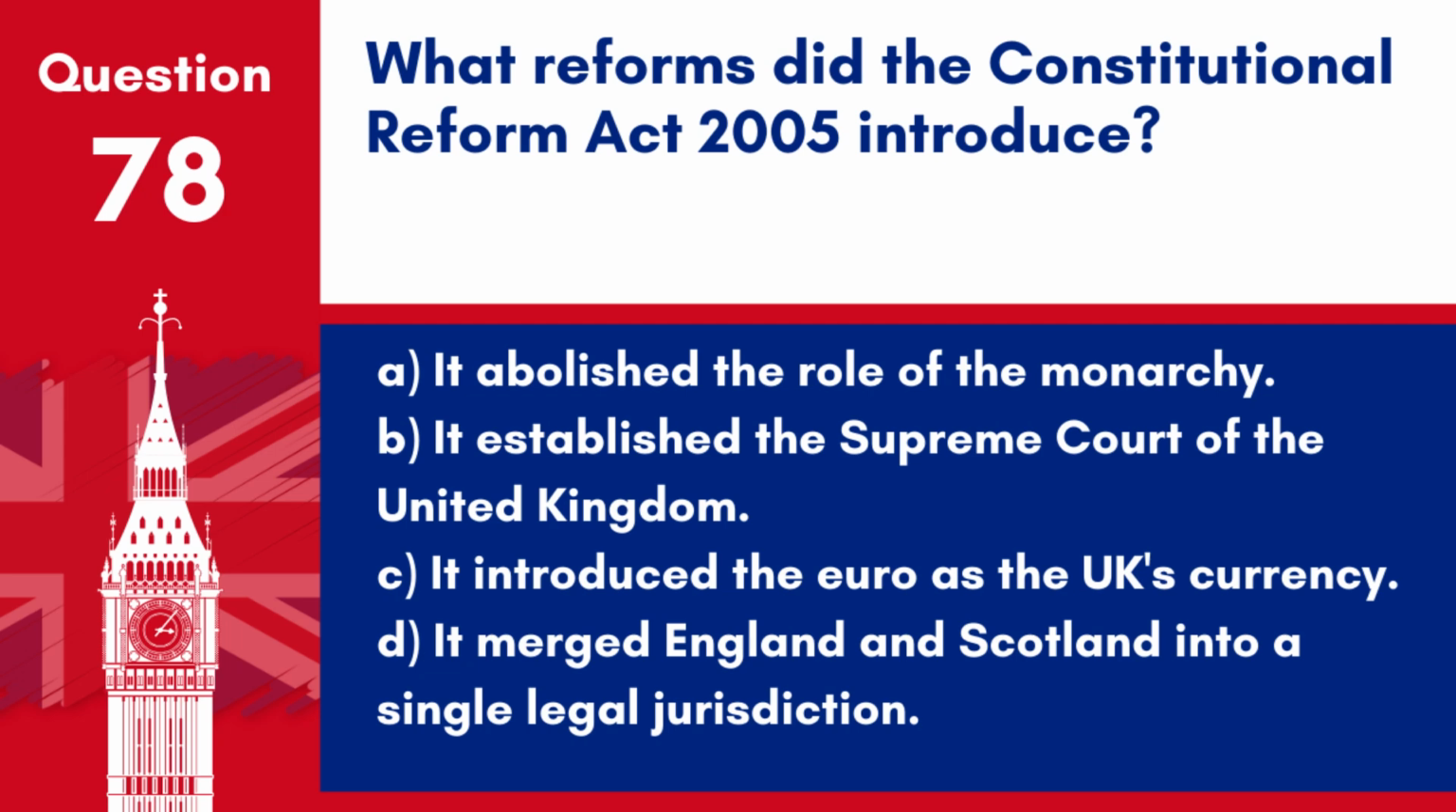Question 78. What reforms did the Constitutional Reform Act 2005 introduce? A. It abolished the role of the monarchy. B. It established the Supreme Court of the United Kingdom. C. It introduced the euro as the UK's currency. D. It merged England and Scotland into a single legal jurisdiction. Answer. B. It established the Supreme Court of the United Kingdom. The Constitutional Reform Act 2005 introduced several significant reforms, including the establishment of the Supreme Court of the UK, which assumed the judicial functions of the House of Lords.